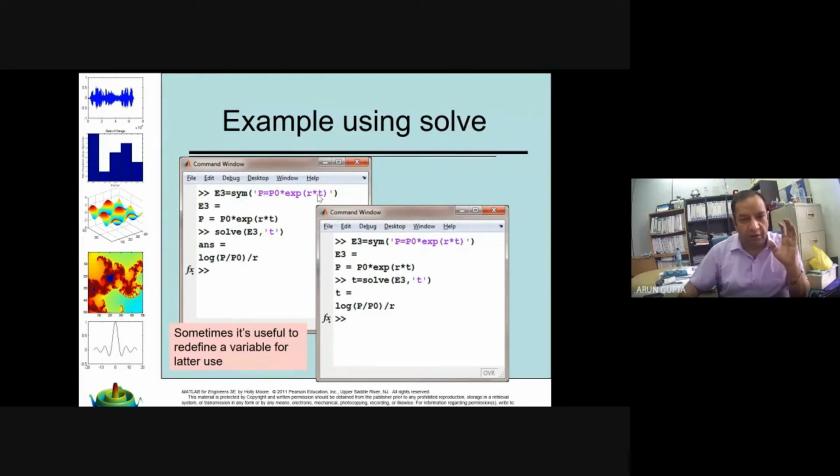All right, so now you can see another example: this one, E3 is equal to P is equal to P0, exp R upon T. And then we have asked MATLAB to solve equation E3, comma, T. Then it will rearrange. The main thing you all need to remember is the steps. If there is any mathematical equation, first you need to write down sym, or you can use E3 sym directly, either way. Either you declare all the symbols or you can write down the equation, E3 is equal to sym and whatever the equation is. Then the next step, solve equation E3, comma, for T, and then it will rearrange the equation.